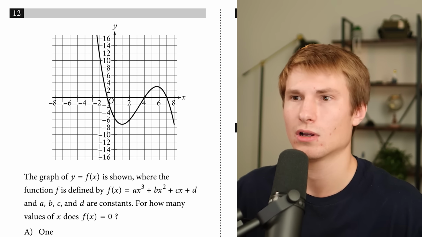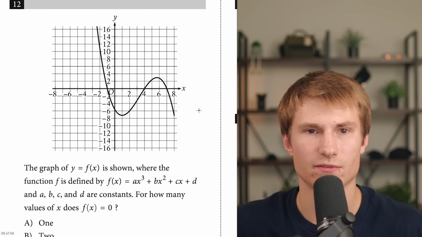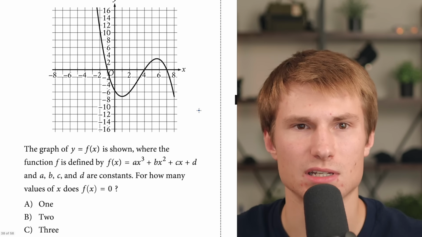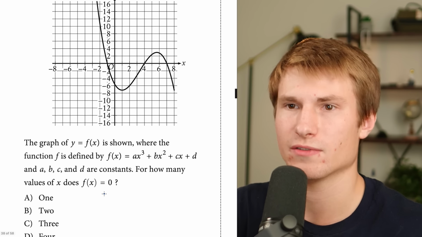Question 12. Okay, we've got a graph. Graph of y equals f of x is shown where the function f is defined by f of x equals ax cubed plus bx squared plus cx plus d, where a, b, c, and d are constants. For how many values of x does f of x equal 0? Okay, so how many values of x does f of x equal 0?